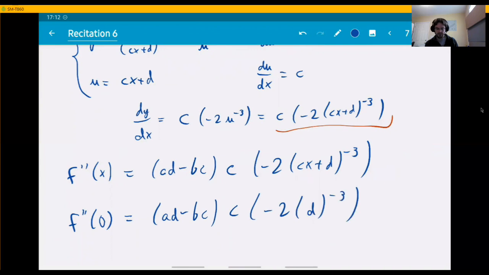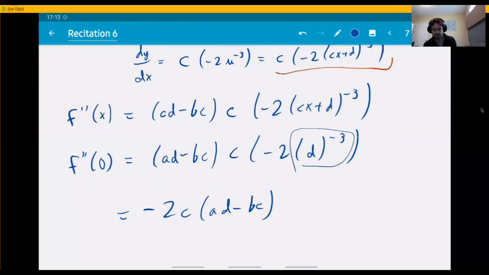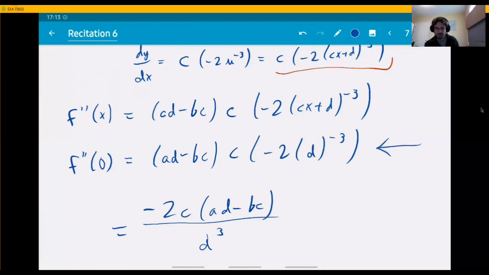And that's your final answer, which, by the way, probably you want to write like this. There's a constant, minus 2 times c, minus 2c. The other constant is ad minus bc. And then the d is raised to minus 3. So for example, you might want to divide by d cubed. I'm just pointing out a different way to write this expression, but that's already a perfectly fine final answer.